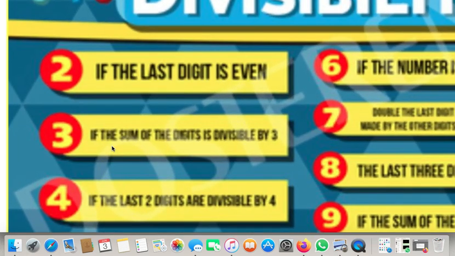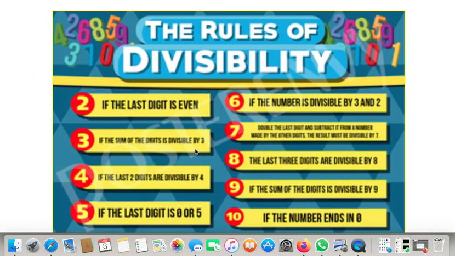Divisibility by 3 says if the sum of the digits is divisible by 3, then the number is divisible by 3. So, the number is 45,639. Third question, first part. 45,639 is the number. Students, all the digits, if I add.